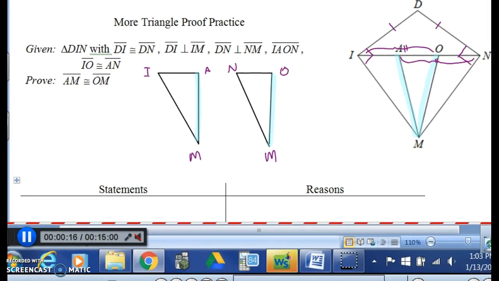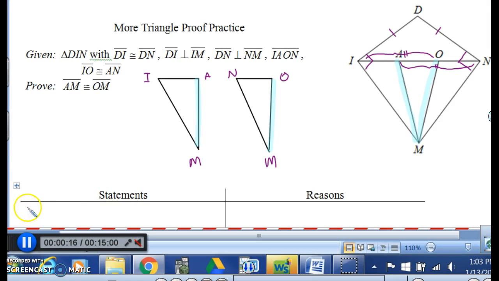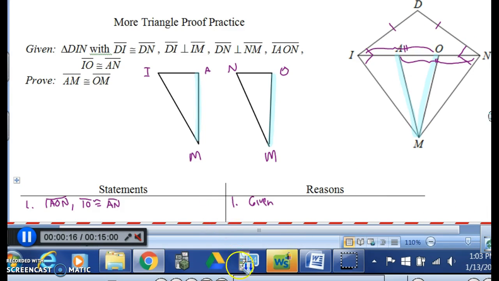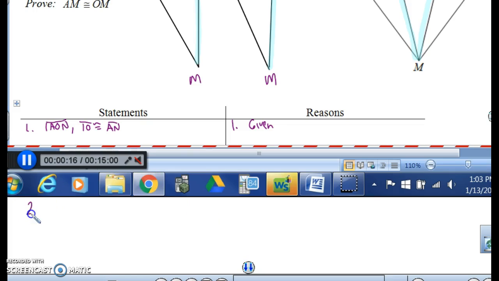Go down here to my diagram and my statements and reasons. So number one, I'm going to start with IAON, where IO is congruent to AN, and that's given. Now, in order to subtract, I need another congruent quantity. I only want IA and ON, so I have to subtract AO from both of those pieces. So I'm going to write that down. I have AO is congruent to AO.